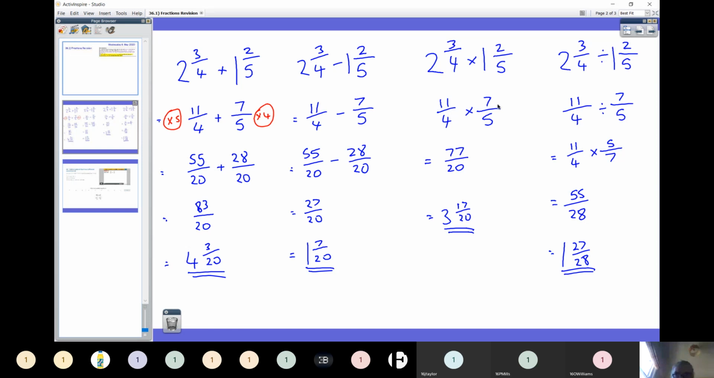Okay, so I don't see the need to model anymore. This should all be very familiar to you. You've done this from way back in first form and probably junior school.